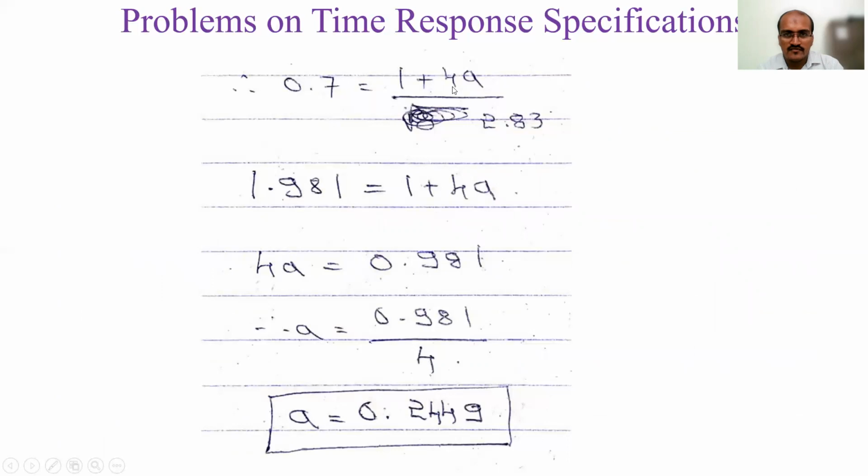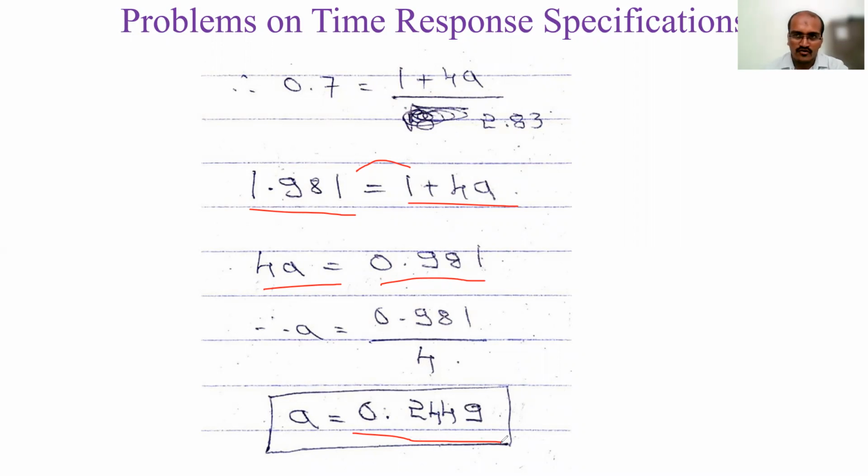So 0.7 equals (1 plus 4a) by 2.83. Multiply the denominator term, 2.83 into 0.7, you will get 1.981, and the numerator here will be 1 plus 4a. So 4a is nothing but 1.4a, I will take. So in this 1.981, the 1 will be cancelled. 1 will be minus, so it will give you 0.981. Directly I have shown; you can also write 1.981 minus 1, which is 0.981. Then a is nothing but 0.981 by 4, equal to a value of 0.2449 or 0.25, you can write. So this is about the problem, finding the a in the second case.